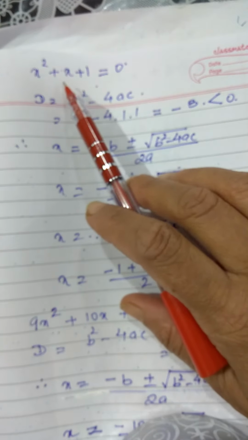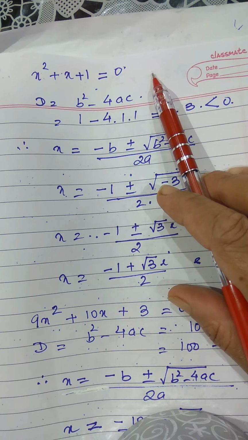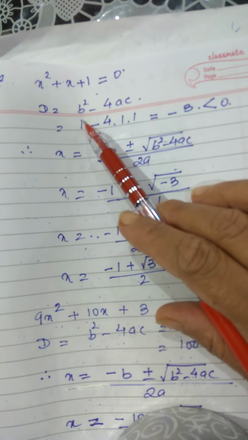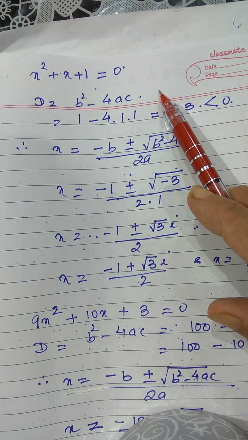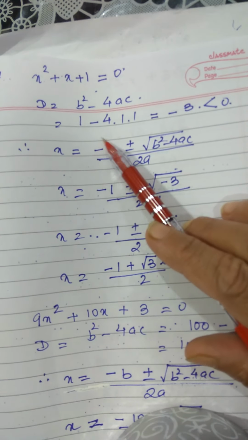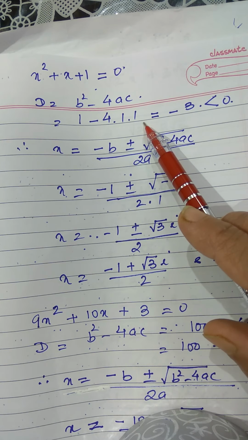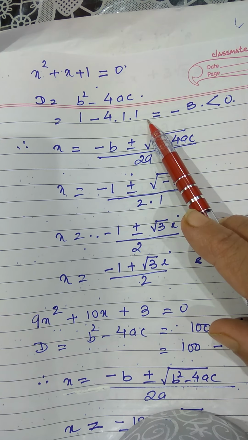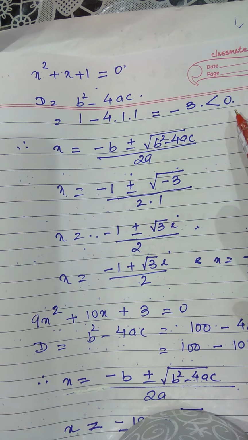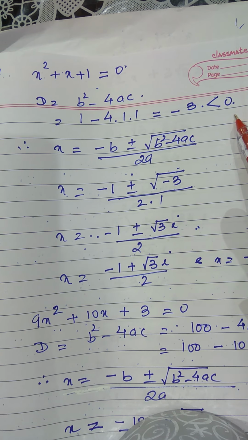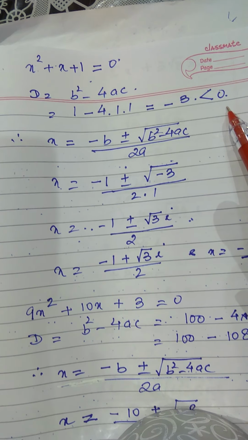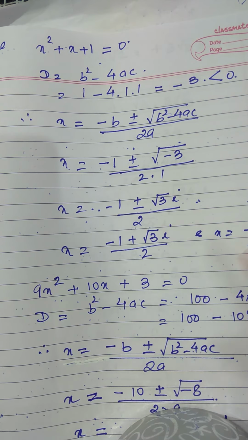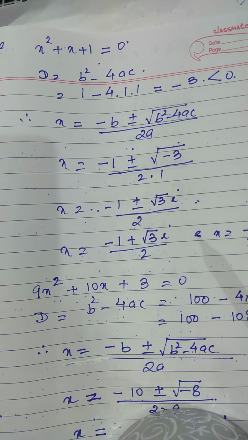Next is x square plus x plus 1 is equal to 0. In this case, we are going to find the discriminant first. It is b square minus 4ac, so 1 minus 4 into 1 into 1. A is 1, c is 1. So this is 1 minus 4, which is minus 3. So this is less than 0. It means the equation will have no real roots. So we are going to solve it because now we know about iota.